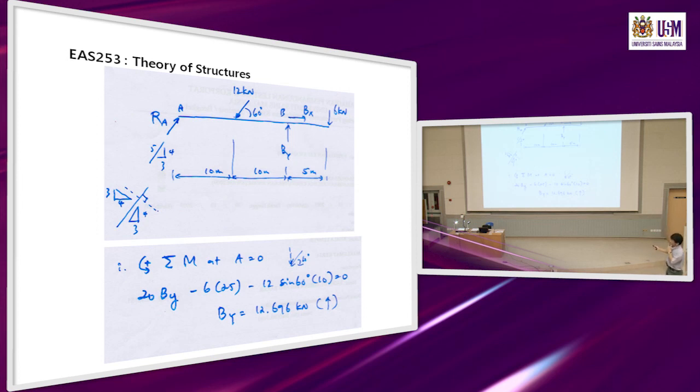The horizontal component of this, we don't consider. Why? Because the line of action is passing through A, so it doesn't cause any moment. So we only consider the vertical component. So you find BY. You assume BY going up, so if you get positive, it means your assumption is correct. If you assume going down, you will find you get a negative answer, which means your assumption of the direction is wrong. So this is the first one.